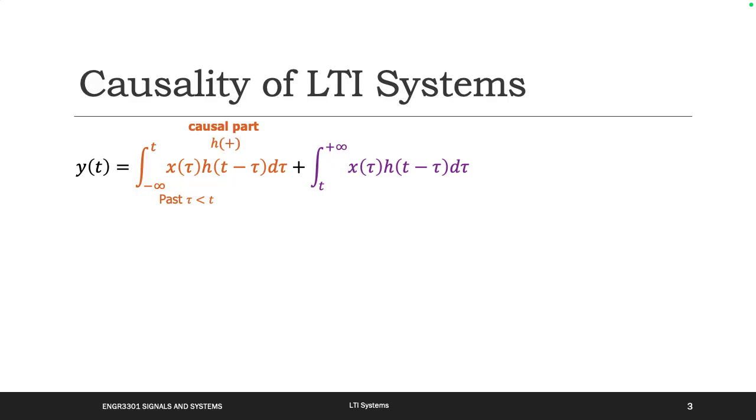But for this one, tau is greater than t, am I right? This is just the future part. We call it the non-causal part. And let me review: if an LTI system is causal, what does that mean?